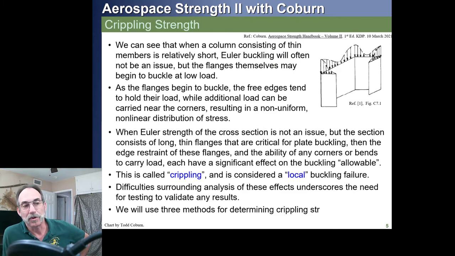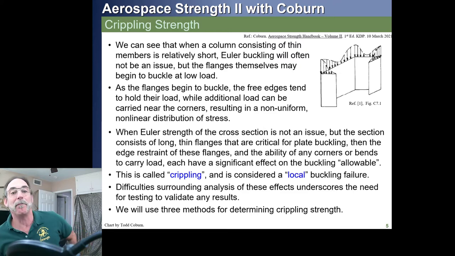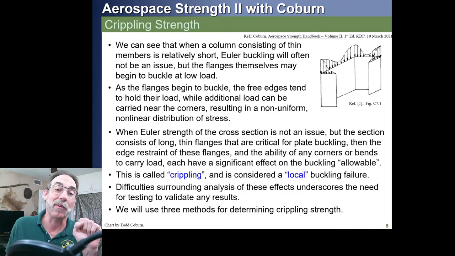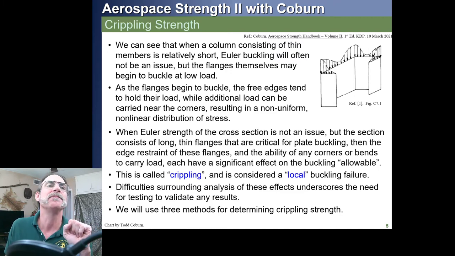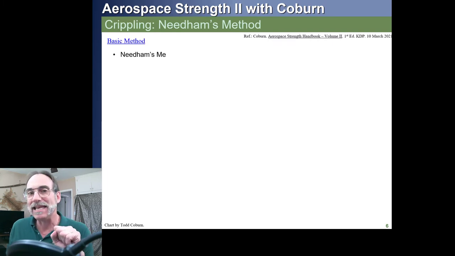All right, so we're going to present three methods for evaluating this. Four when you account for that plate buckling method that I just applied, but we're not going to use that in industry. That's just to drive understanding. Okay? Let's start by looking at the Needham method.